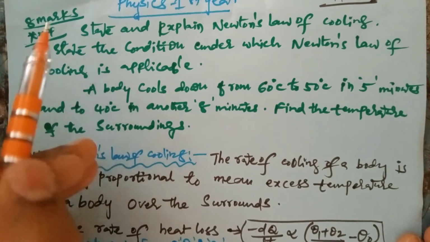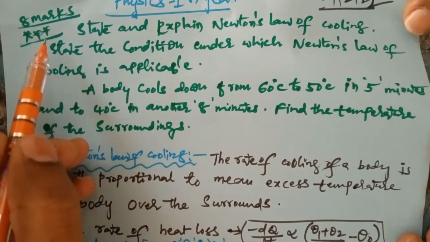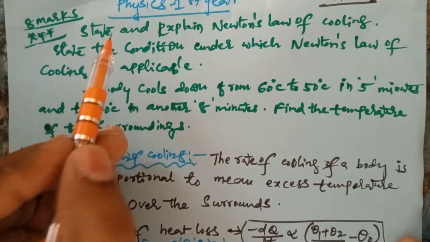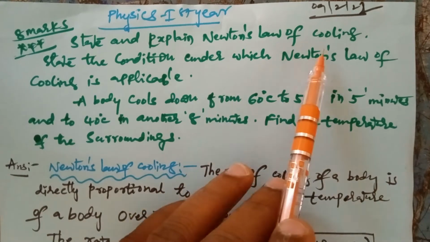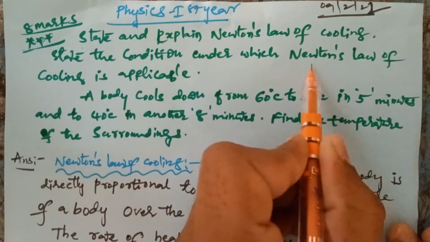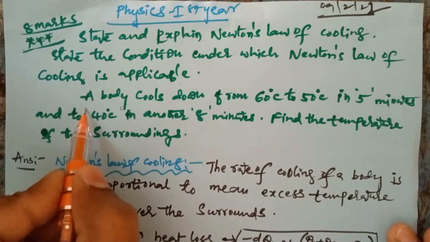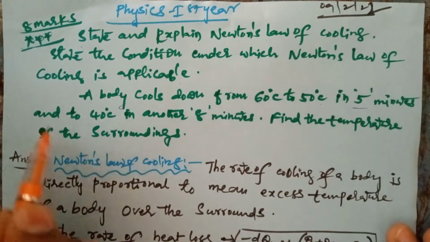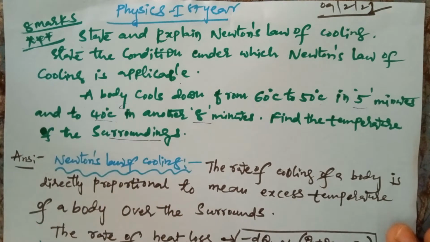In the annual examination, there is a choice of an 8-mark question from the 12th chapter, thermal properties of matter. What is our question? State and explain Newton's law of cooling. First point, state the condition under which Newton's law of cooling is applicable. And they are asking one short problem also: a body cools down from 60 to 50 degrees Celsius in 5 minutes and from 50 to 40 degrees in another 8 minutes. Then find the temperature of the surroundings. See here.